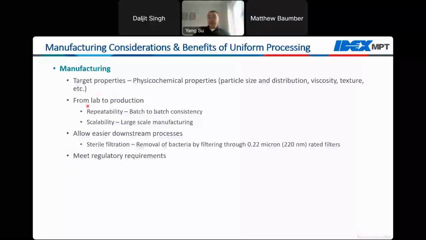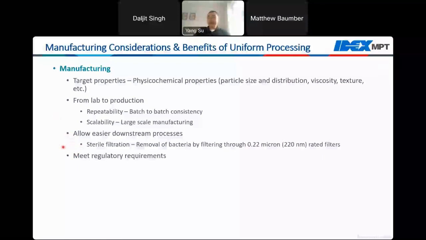Now, when you look for a method to produce or process your sample, obviously you want your method of selection to be very repeatable, that can consistently generate batch results. And the method should also be somewhat future-proof when you're ready to scale up. The method should be ready to scale up directly for larger scale manufacturing.